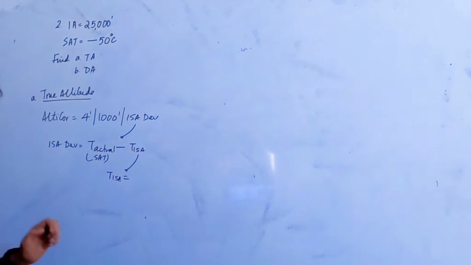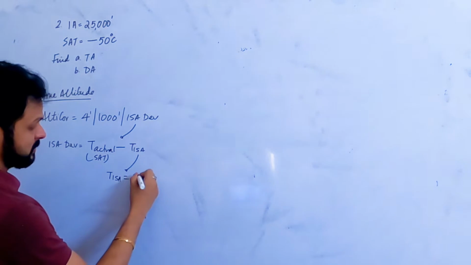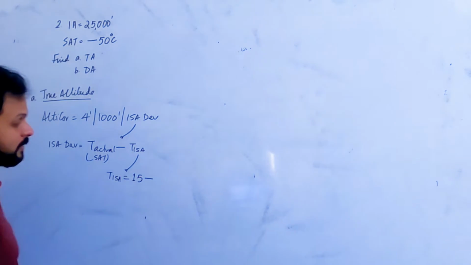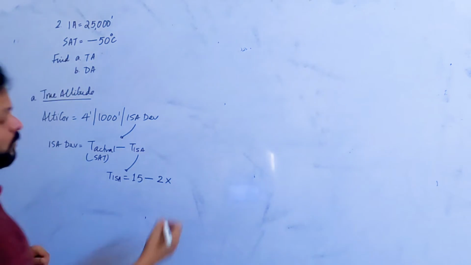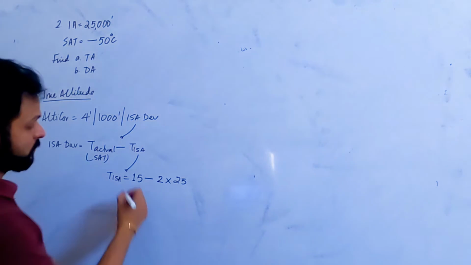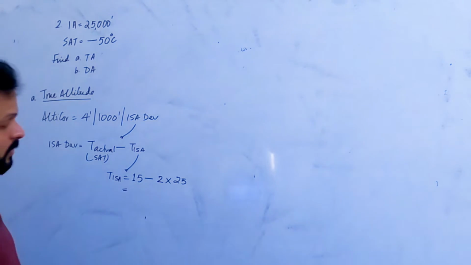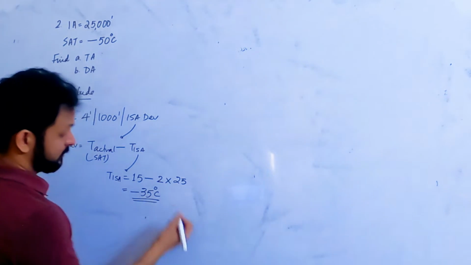How do you find T ISA? It is 15 degrees Celsius minus a lapse rate of 2 for every 1,000 feet, so 2 into 25. So 15 minus 50. How much is that? Minus 35. Sign is very, very important.